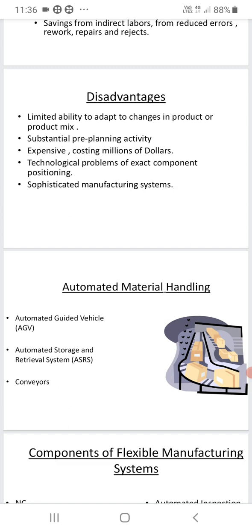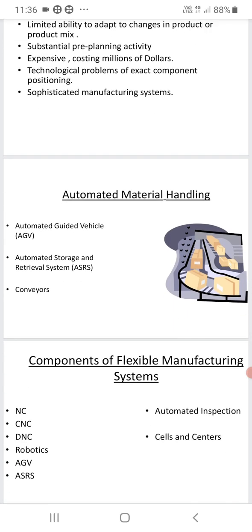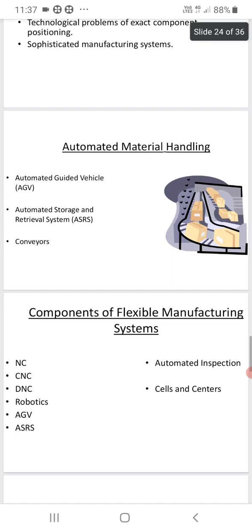Automated material handling is there and an automated retrieval system also, and there are mostly conveyors for medium and small scale industry for moving the raw material from one place to another place. Conveyors are used like in cement factories and all. The distance between the covering area is very less, so these conveyors are used.